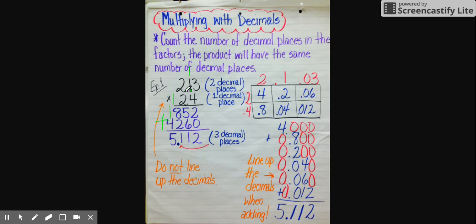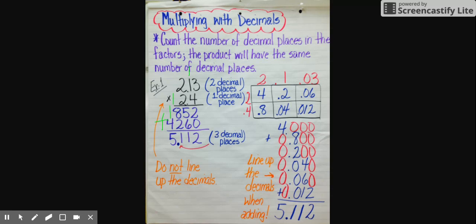Because if I count how many numbers in the problem are to the right of the decimal, that's 1, 2, 3 numbers in total. So I have to have 3 numbers to the right of the decimal place in my answer. So I start at the end of the number and I count 1, 2, 3, and then I put the decimal there. So I look and make sure after I place my decimal that there are 3 numbers to the right of the decimal, and there are. So the answer to my problem is 5 and 112 thousandths. And that is how you multiply with decimals.